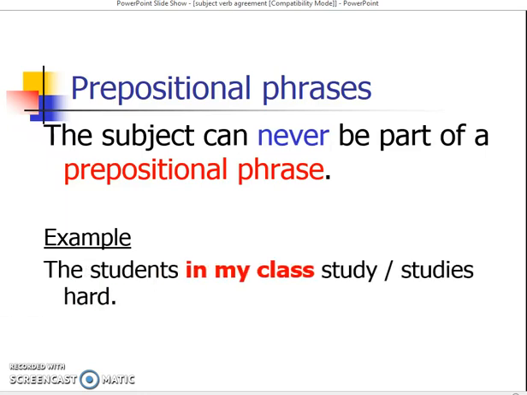Example: the students in my class either study or studies hard. Now, even though you have "in my class" right in front of the verb, it is a prepositional phrase. It has this preposition right here, "in." So class is the object of the preposition "in" and cannot be the subject of this verb. So what is the subject? The subject is students. So you would say the students study hard.